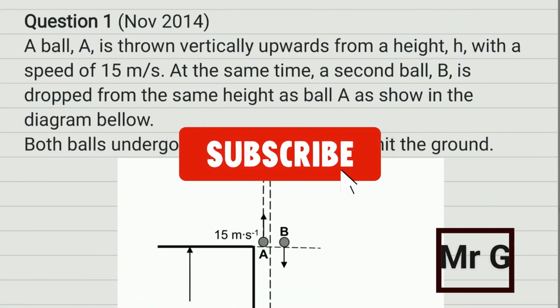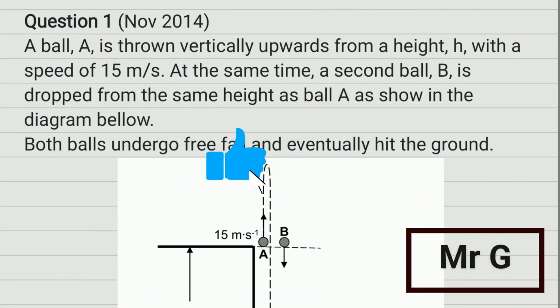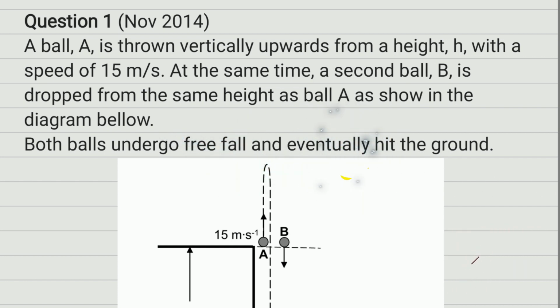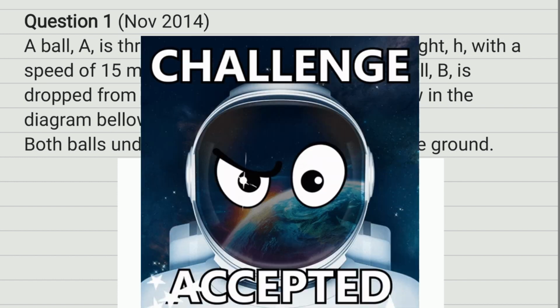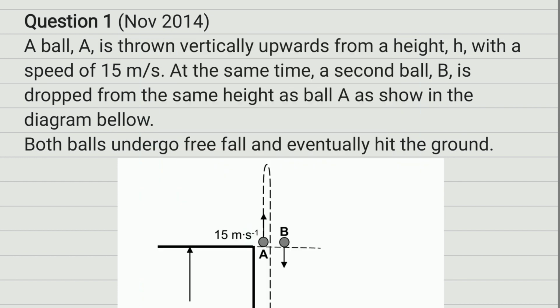Well, hello guys, Mr. G here, and today we're going to be doing questions on vertical projectile motion. Now, these questions are a little bit more challenging. There are going to be 3 questions, and in this work, there are going to be 2 projectiles moving at the same time in different directions or the same direction. So the way of approaching the problem is a little bit difficult.